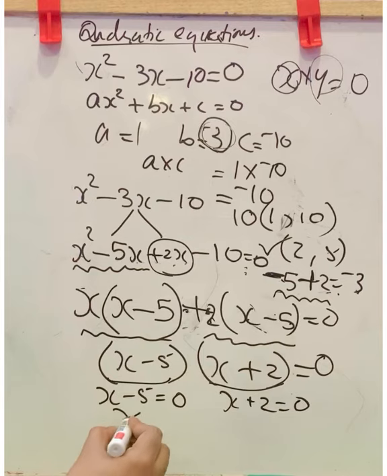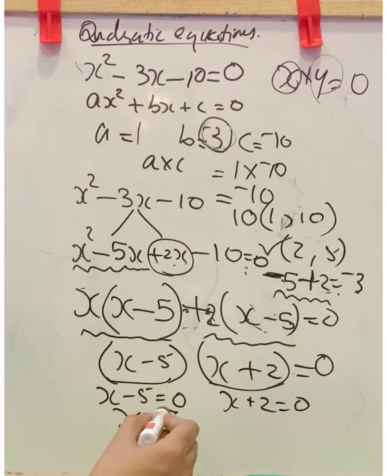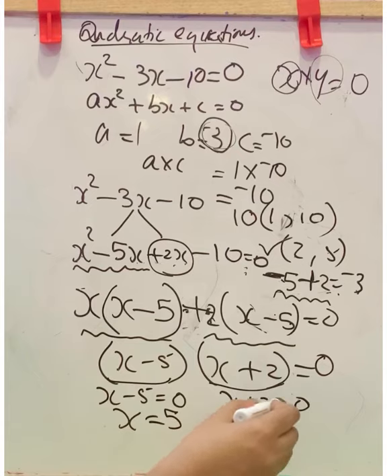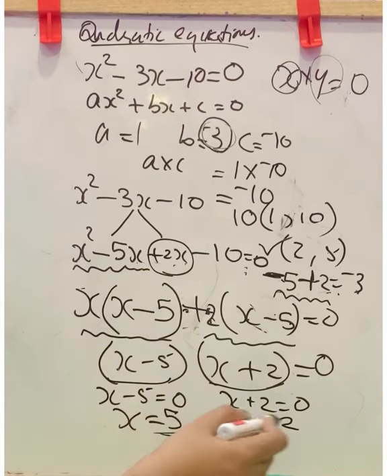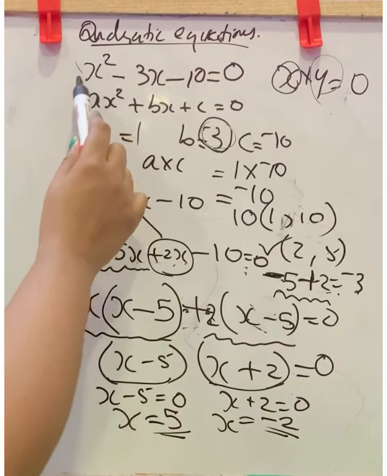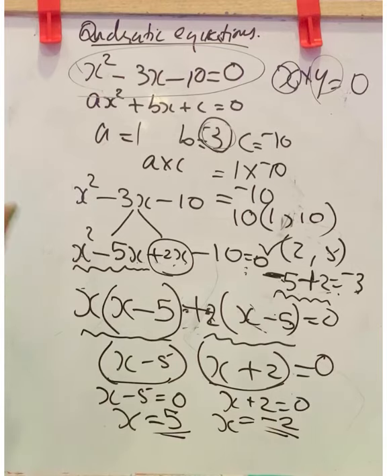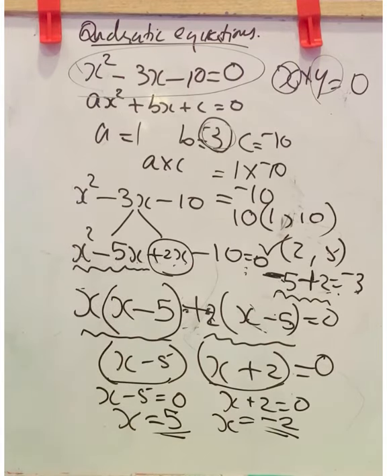From this we got x is equal to minus 5 taken to RHS. It becomes positive 5. 0 plus 5 is 5. And plus 2 taken to RHS, 0 minus 2 is minus 2. And these 5 and minus 2 are the roots of this given equation. So this is how you find roots or solution for a quadratic equation by the middle term splitting method.